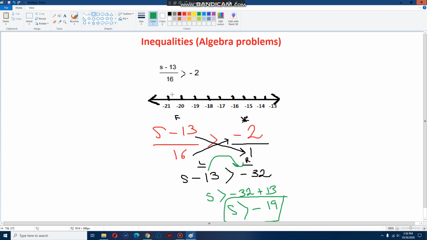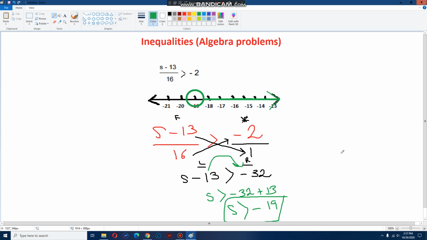So now we find -19, highlight it. Do I need to fill it in? Nope, because there's no equal sign. And now I just need to find numbers bigger than -19. And those numbers are -18, -17, -16, -15, -14, all the way up. And of course, finish it off with the arrowhead. And there we go, ladies and gentlemen. This is how you solve inequalities.